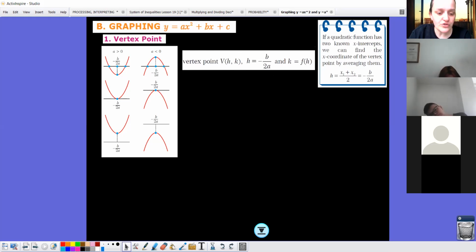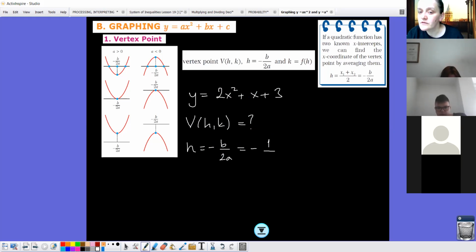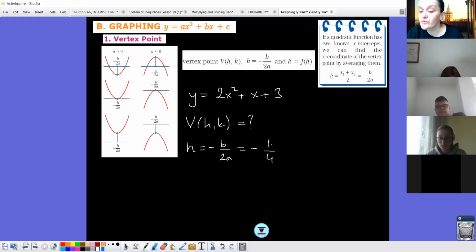What does it mean? I will show you in a function. For example, we have this one, 2x squared plus x plus 3. I'm writing from my mind, okay? And I need to find the vertex point, h and k. First, I will find h. H is equal to minus b over 2a. I know this formula. So what is b? 1. And what is a? 2. 2 times 2, 4. So h is minus 1 over 4.